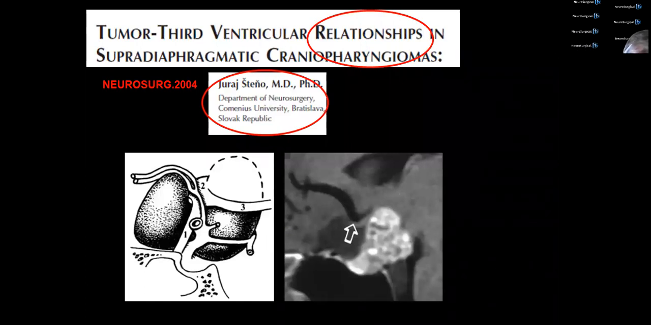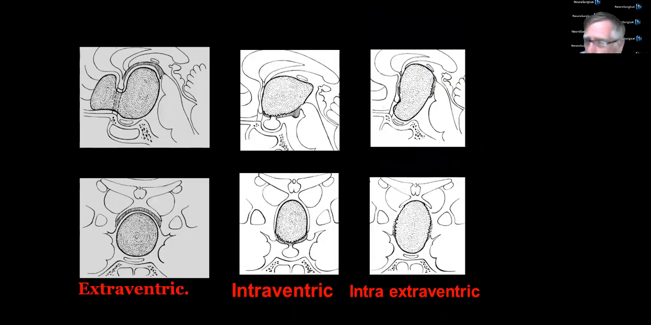And this is how things evolved and how we understood the craniopharyngioma. Dr. Stino from Slovakia is a close friend of mine, and we usually meet at the craniopharyngioma meeting. He put out this very beautiful paper about the relationship of the craniopharyngioma to the surrounding structures. It really added to our knowledge and experience with it. He said your tumor arising from the sellar region could be extraventricular. So this is the floor of the ventricle, completely not reaching the third ventricle. Here it is intraventricular. Here it is both. But look at this. Here the floor is intact, but the tumor is totally inside. Here the floor is interrupted, so the tumor is inside and outside.